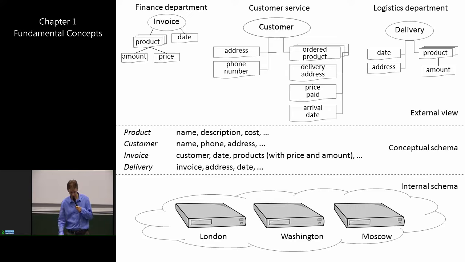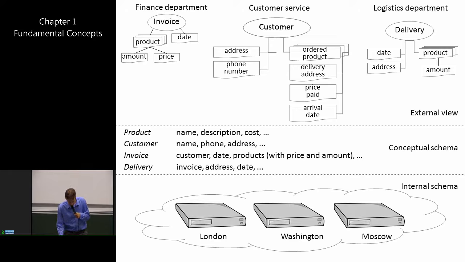How it is physically stored will be specified in the internal or physical scheme. So here you can see that certain information is stored in London, in Washington, and Moscow to make sure that from an international, worldwide perspective, we can have fast access to the data.